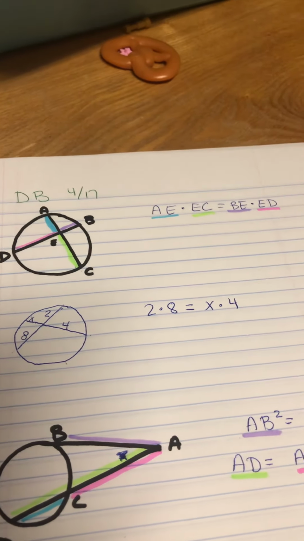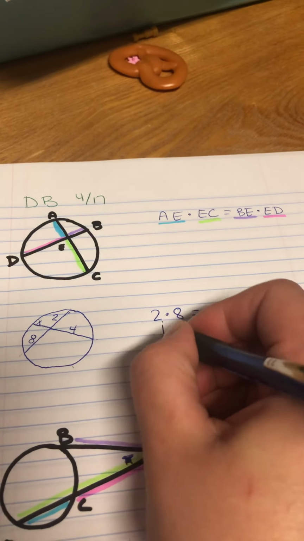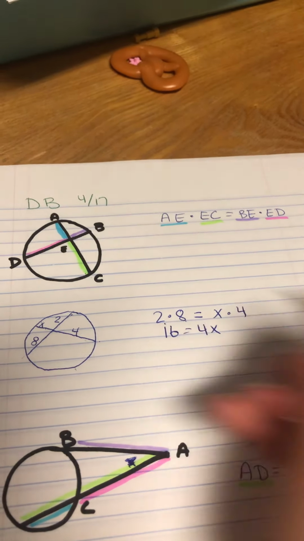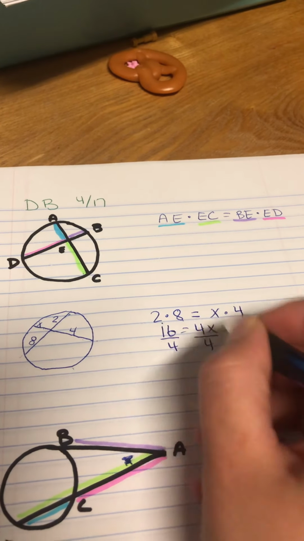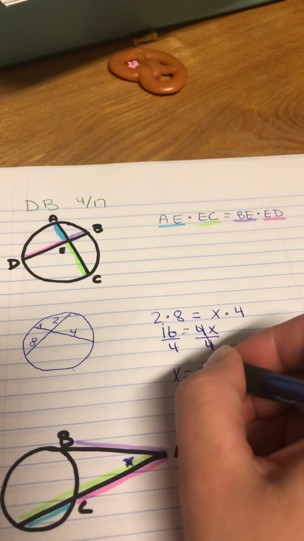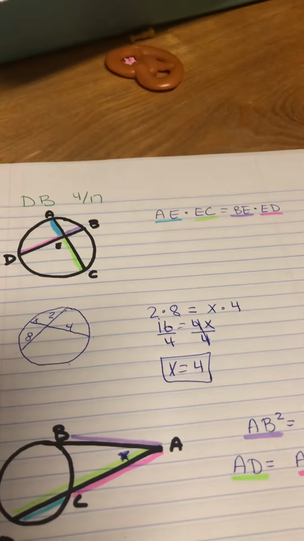And then we use our algebra. 2 times 8 is 16 equals 4x. I want to get the x by itself. Divide by 4, divide by 4. X is equal to 4.